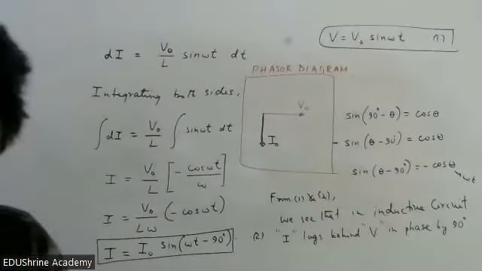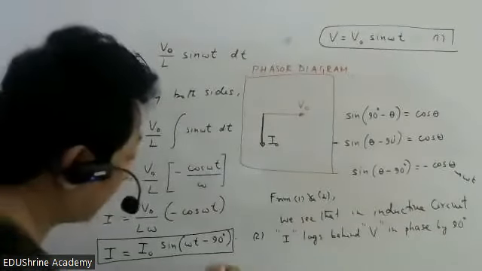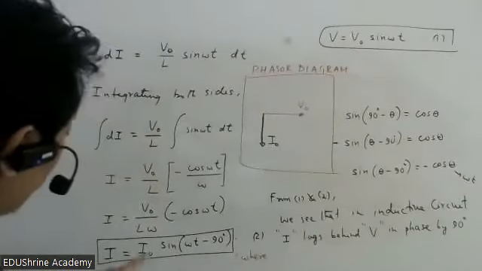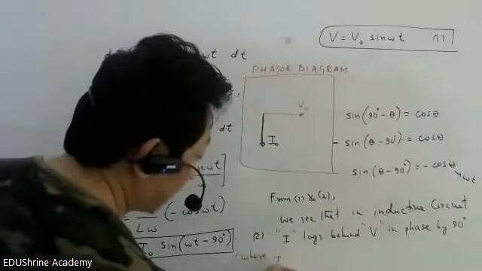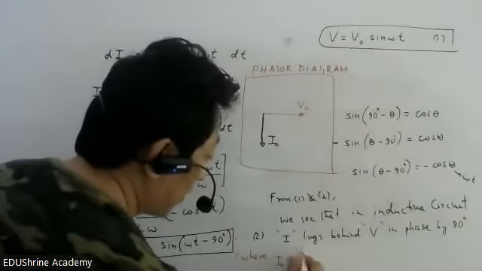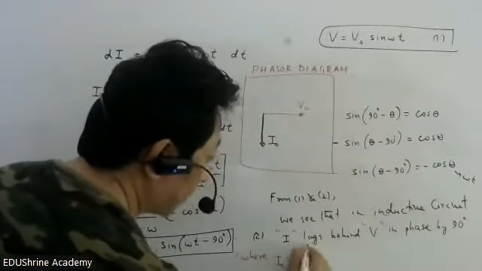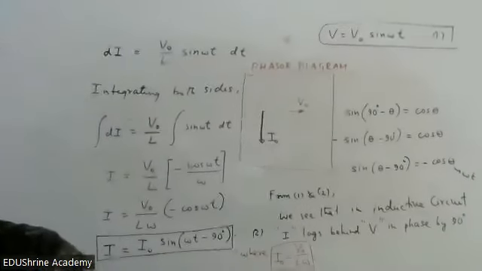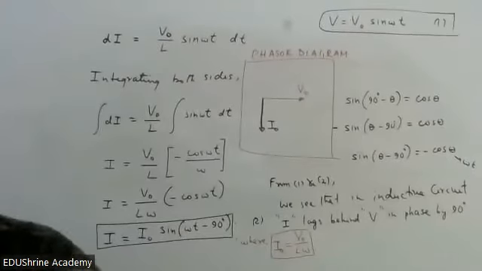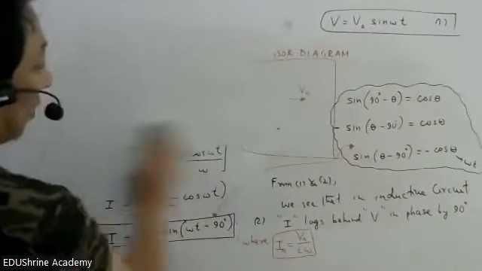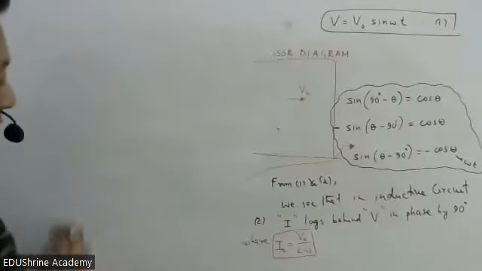Finished. Of course, here you have to mention one small thing: where in place of I naught you wrote V naught by L omega. V naught by L omega. So that also you mention. Okay, so write down.